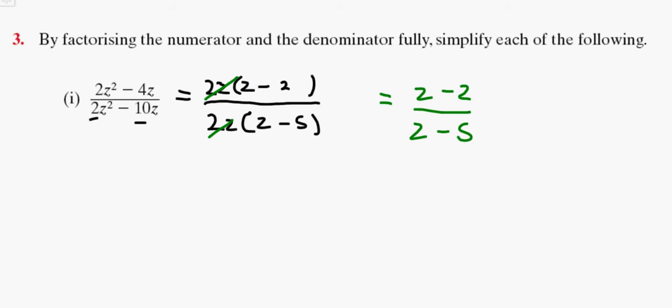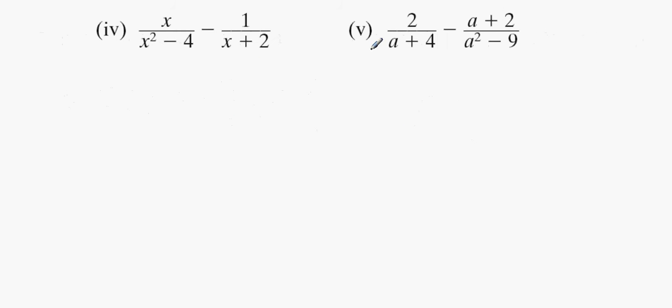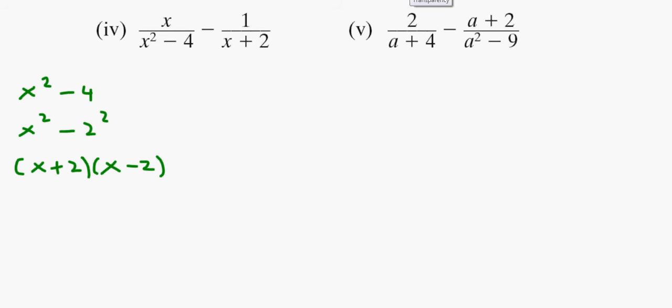Okay, next one. Now, what we can notice here is that we have the difference of 2 squares on the bottom, okay? So in order to get the difference of 2 squares, we know that x squared minus 4 is the same thing as x squared minus 2 squared. And we know that this is x plus 2, x minus 2. Okay? So with that in mind, we're just going to fix this equation up here.